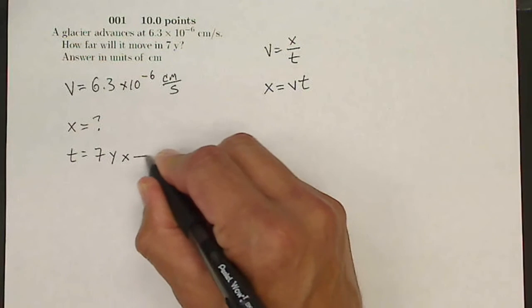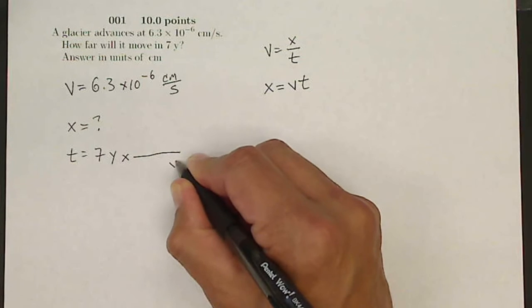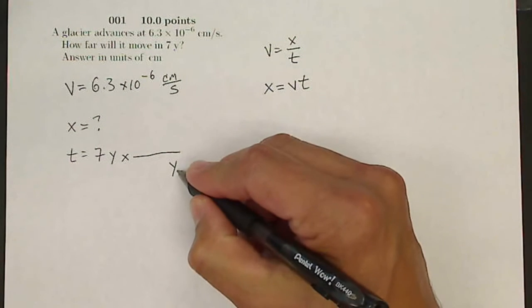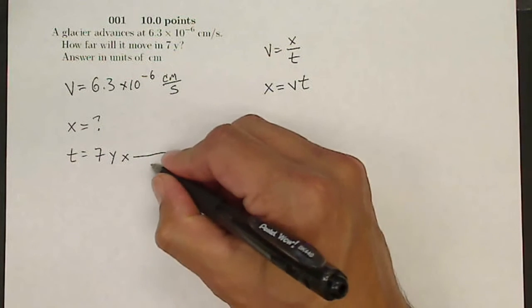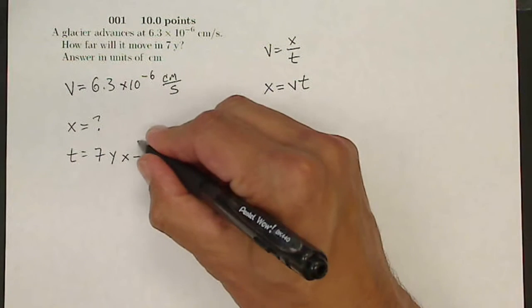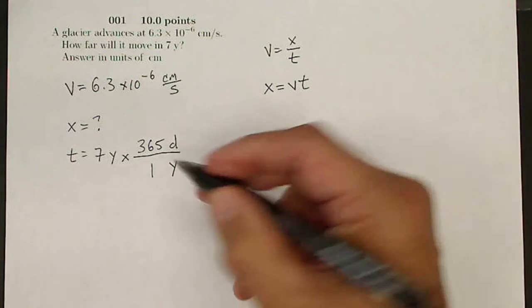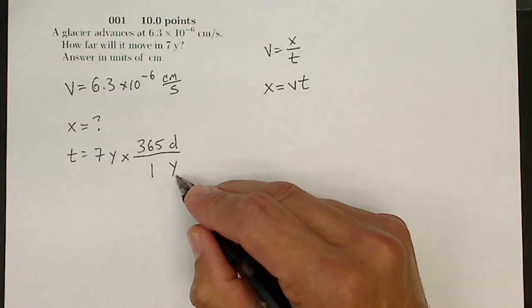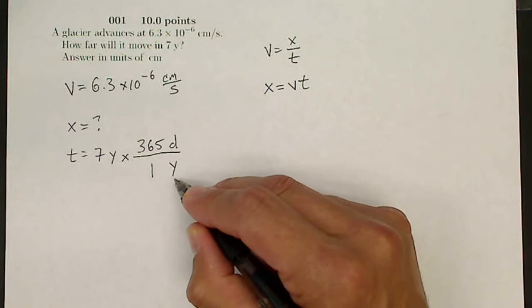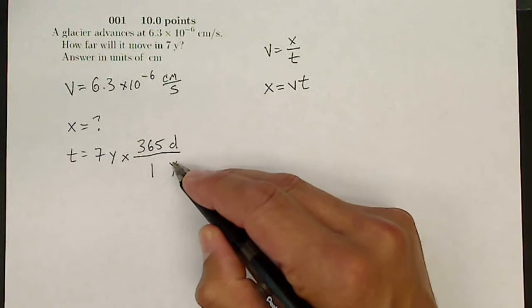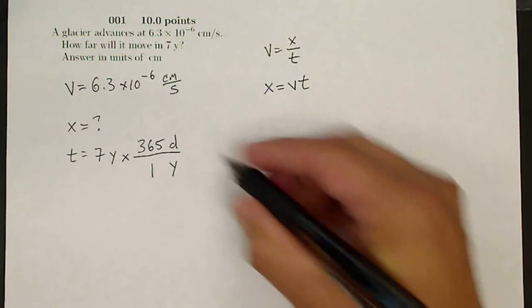So I'm going to write times, draw a line. I'm going to put years on the bottom here so that it'll cancel out with the years on the top. What I know about years is that 1 year is the same thing as 365 days. Not exactly, but for this problem, this works very well. Now, that's 365 days is the same as 1 year. So this, in essence, is multiplying by 1. So my quantity hasn't changed.